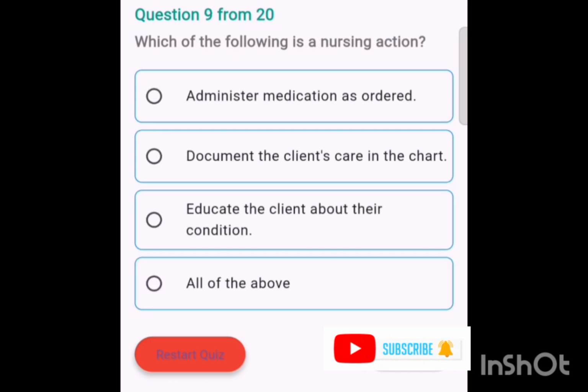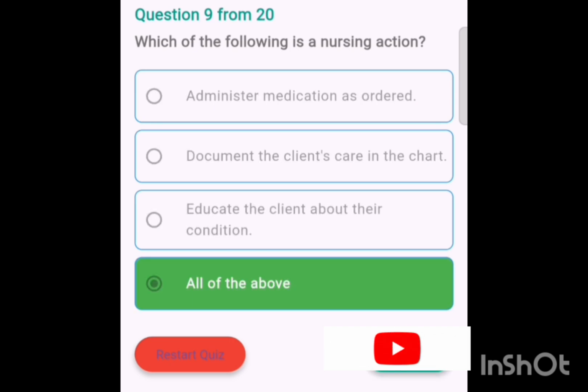Question number 9. Which of the following is a nursing action? Administer medication as ordered, document the client care in a chart, educate the client about their condition, all of the above. Correct option is all of the above because a nursing action is a specific task that the nurse carries out to implement the nursing care intervention.